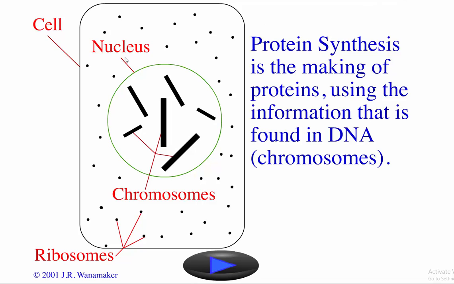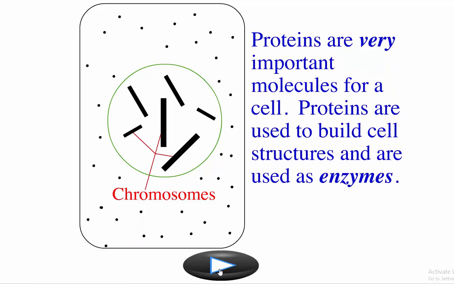Okay, so now we actually have the same thing, except now it's going to be in words. We have the nucleus, we have chromosomes inside, we have these ribosomes. Remember, ribosomes can be free-floating in the cytoplasm like these, or they could actually be attached to endoplasmic reticulum, or ER, creating the rough type. Protein synthesis is making proteins. It uses information from the DNA, from the chromosomes and the genes.